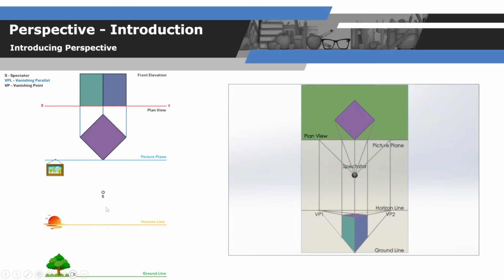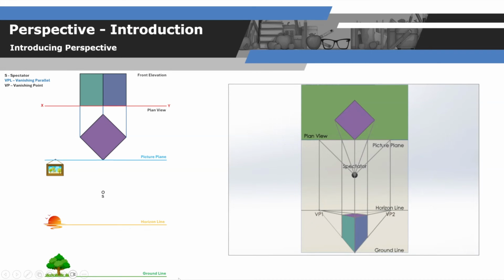Our horizon line is equal to the distance between the spectator and the picture plane. And our ground line is a little bit more than the overall height of the object. If the object is about 50 millimeters, I would put the ground line about 70 millimeters below the horizon line.